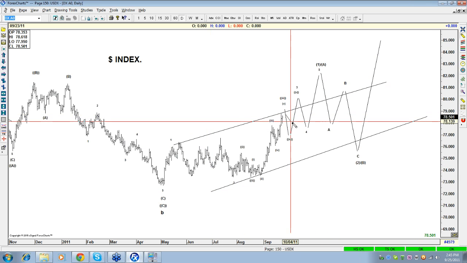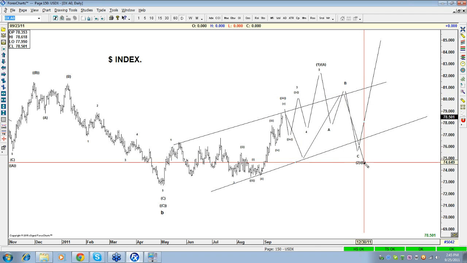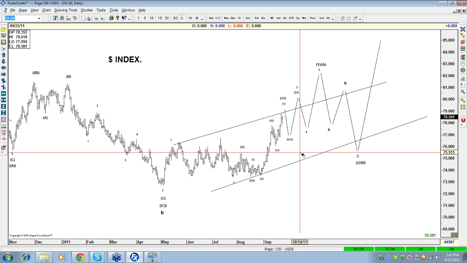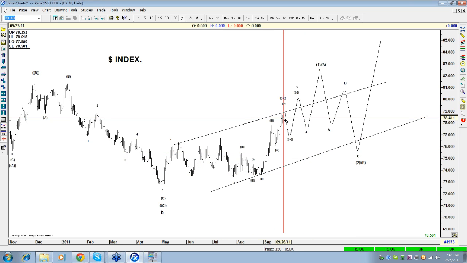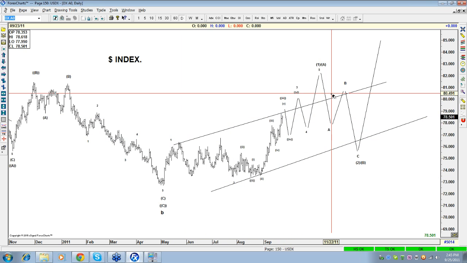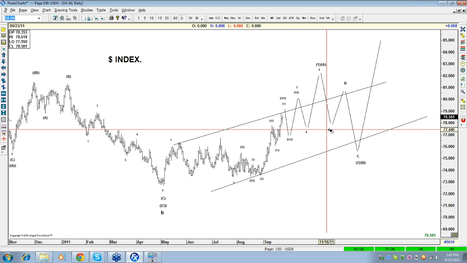Something like this, a decline here, and another way. All you have on the dollar are 3 waves from the lows. 1, 2, 3 waves. You need a 4 and a 5 to call the bottom 100%. You guys follow me, right? Now, that's for the dollar.